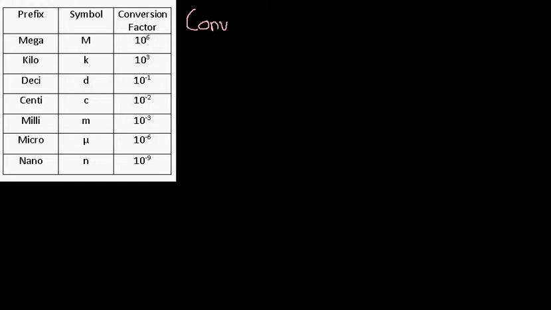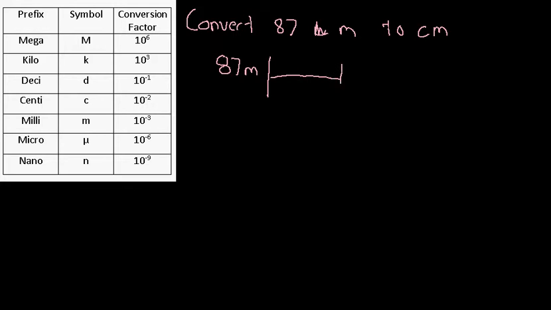So let's say I want to convert 87 meters to centimeters. Set up my little fence. At this point, it should be second nature. Meters on the bottom, centimeters on the top. I realize my conversion factor is 10 to the negative 2, with 1 in the top here.